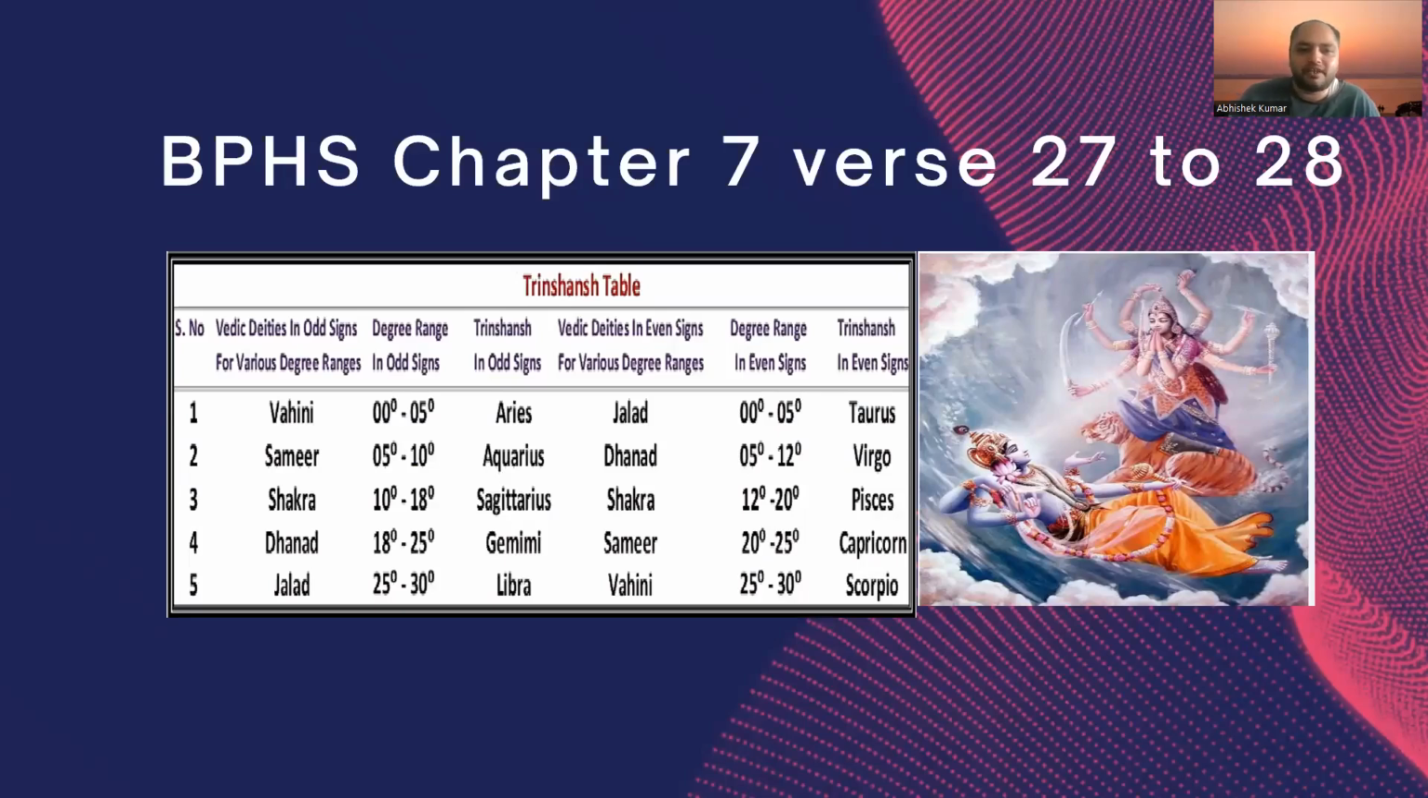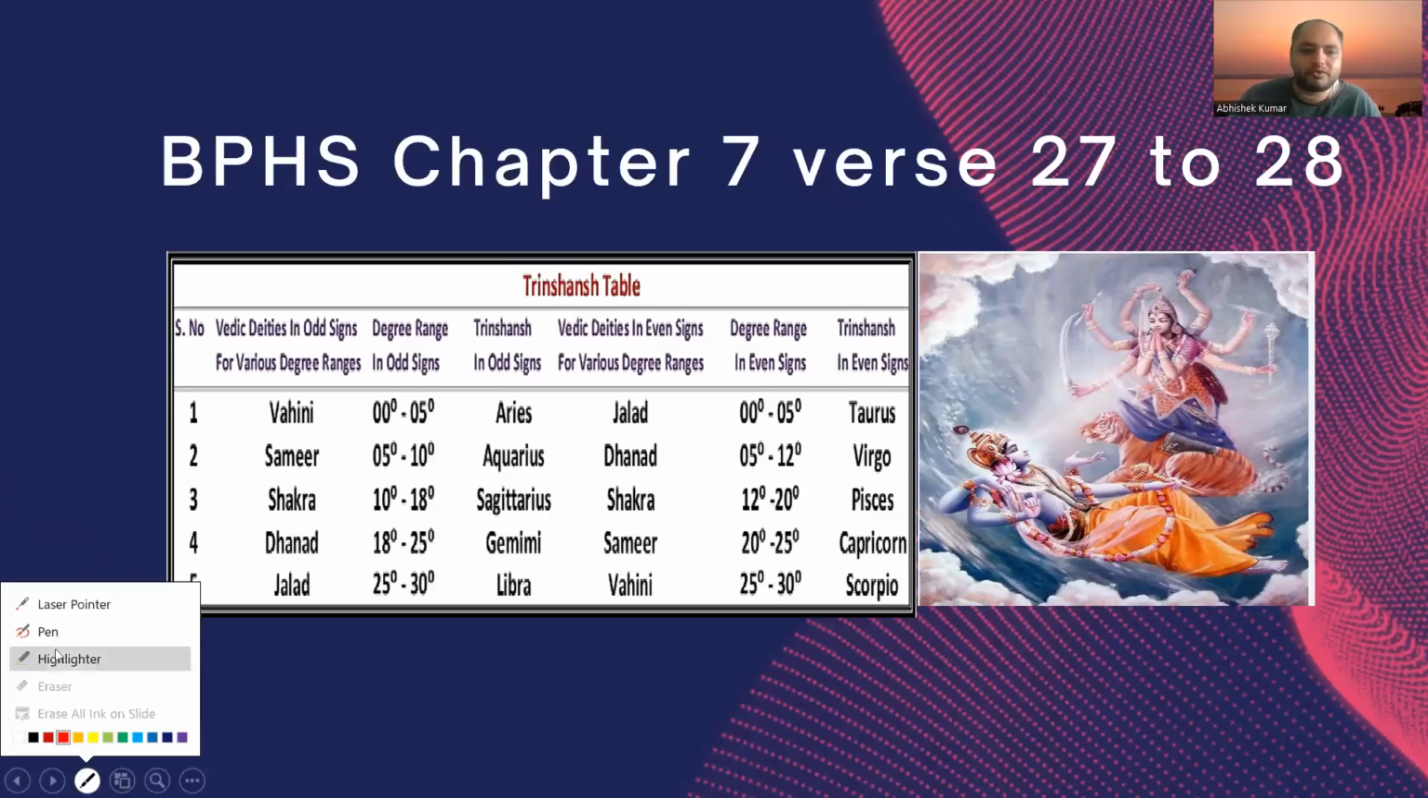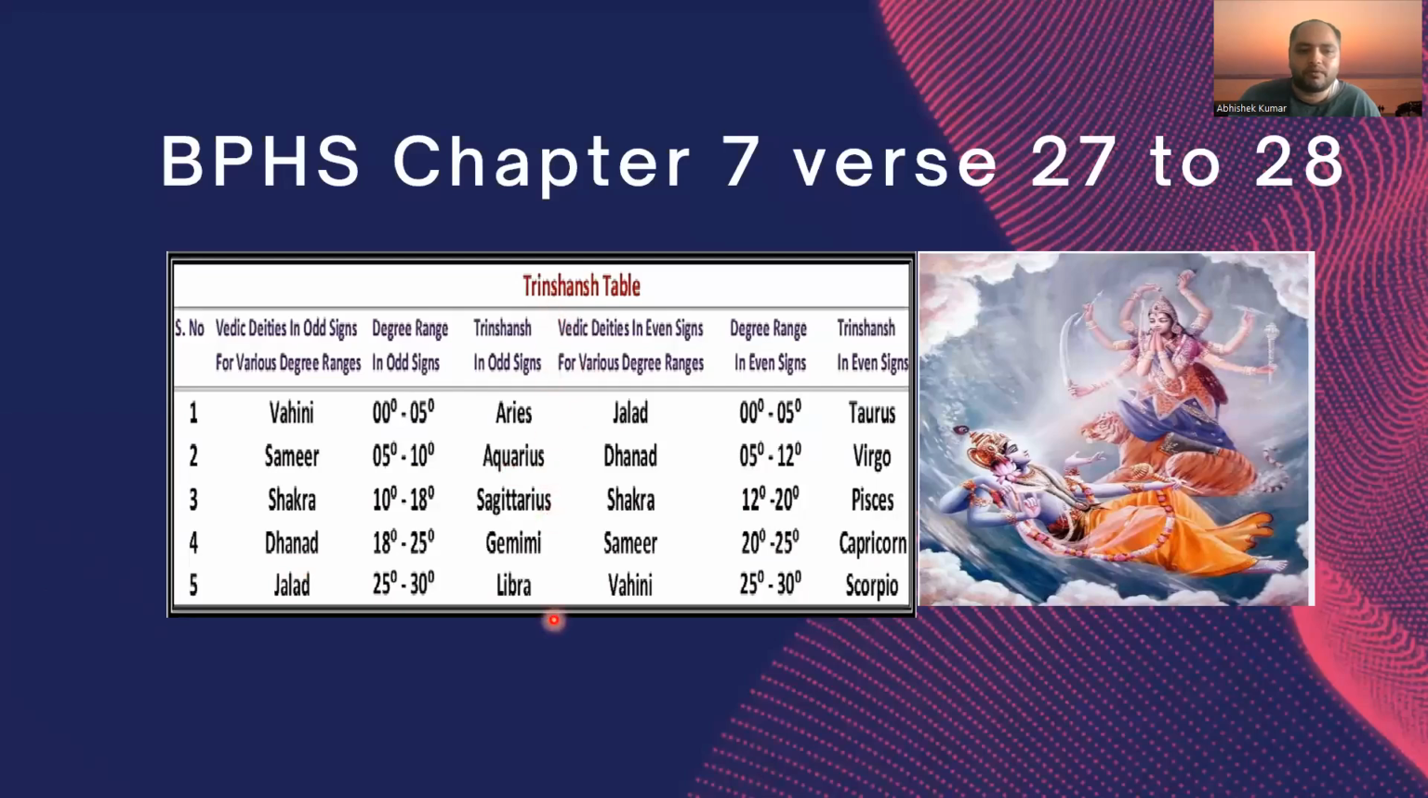So this Trimsamsha table, we have 2 blocks. This is the odd block. This one, the odd block. And this is the even block. For the odd block, the allocation is 0 degree to 5 degree. If a planet is falling in 0 to 5 degree in the odd block, that will go to Aries. And the lordship is to Vahani. Vahani is the fire god. And the Aries nature is fiery. So that is in sync.